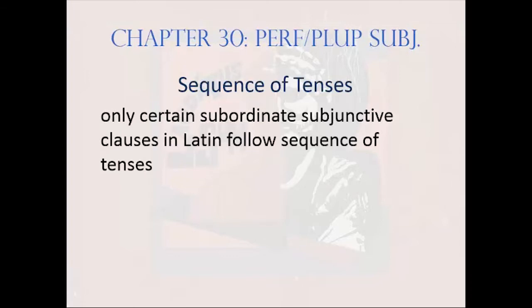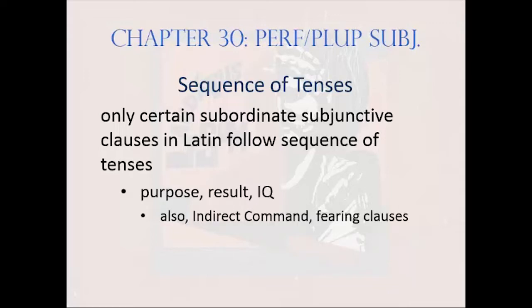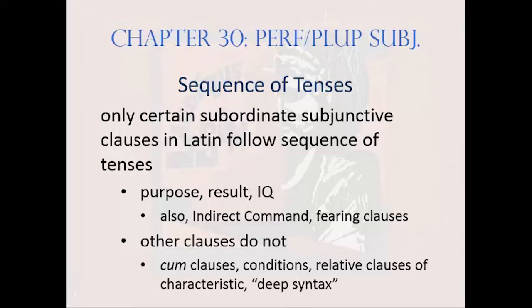And the good news is even gooder than that. Not all Latin clauses that require the subjunctive use sequence of tenses. The three we've studied so far do: purpose, result, and indirect question. And as we'll soon discover, so do indirect command and fearing clauses. But other clauses don't, like cum clauses, conditions, relative clauses of characteristic, and the indelicately dubbed deep syntax. These we'll meet later down the road. All in all, it's about half and half. Roughly half of Latin clauses use sequence of tenses, half don't.